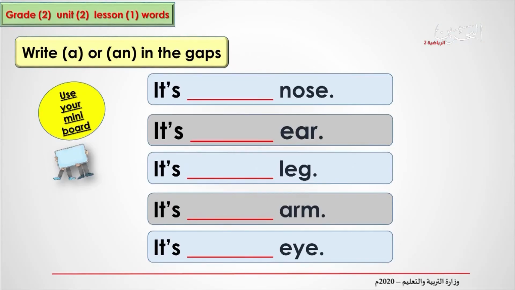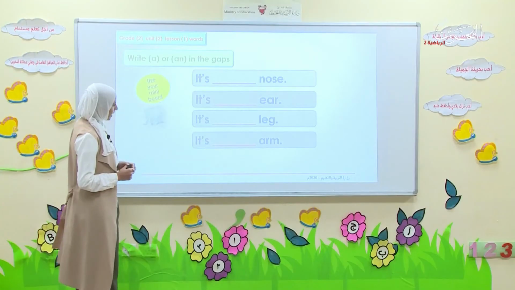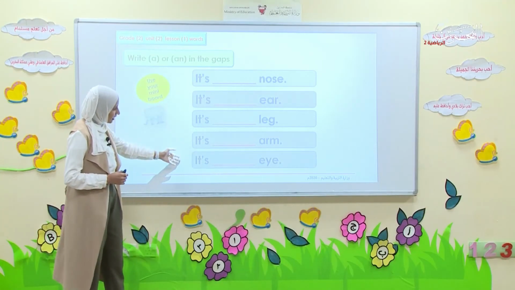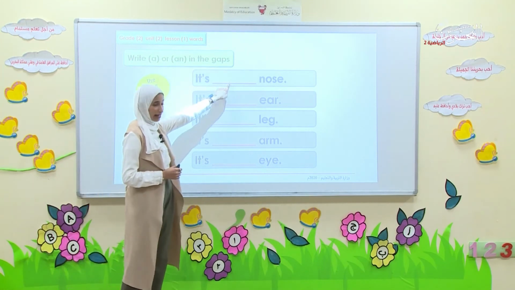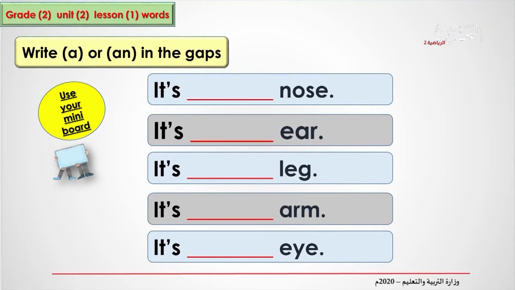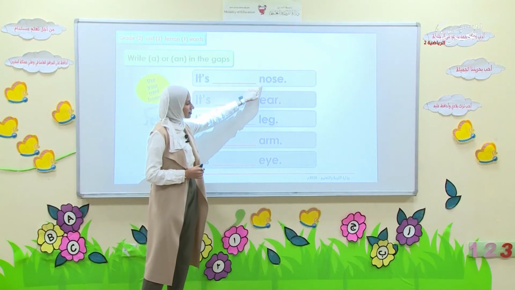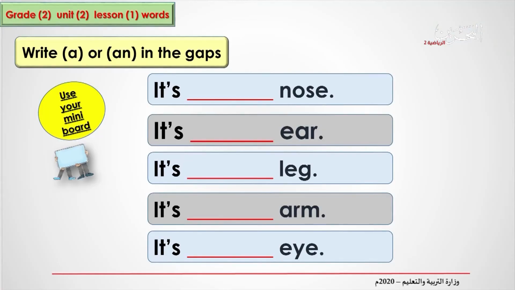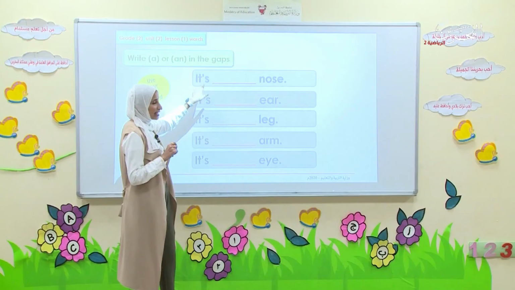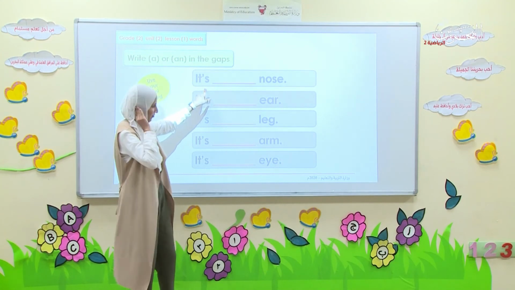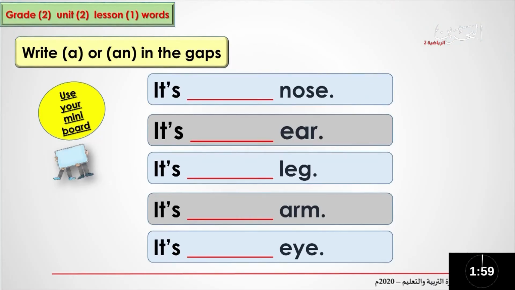In this slide, we are going to practice how to use a or an. So, I want you to look at the sentence and decide, will you put in the gap a or an? So you have to look at the first letter of the word. For example, here the letter N. Is it a vowel? Yes or no? No, it's not a vowel. So you will say it's. Okay, now you have 2 minutes.